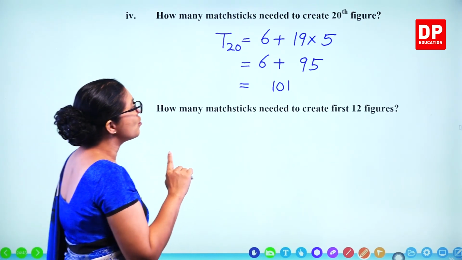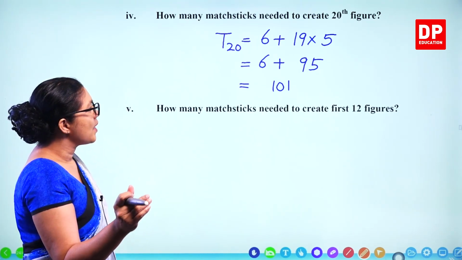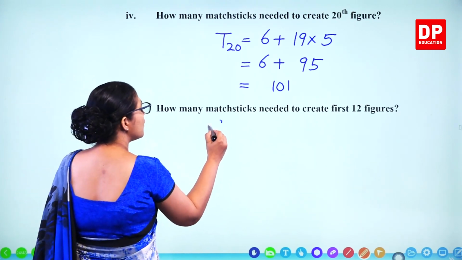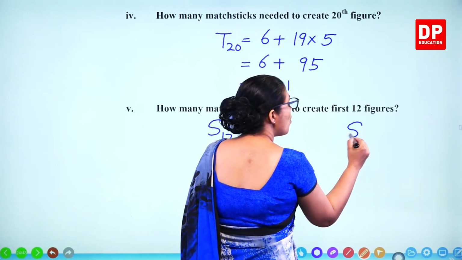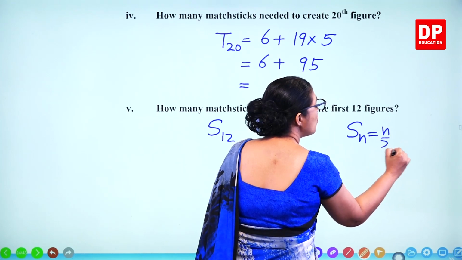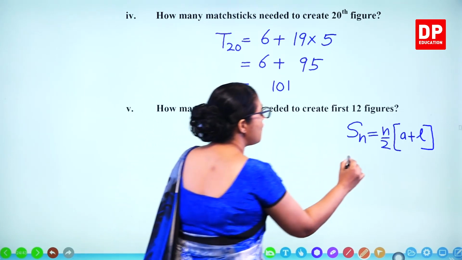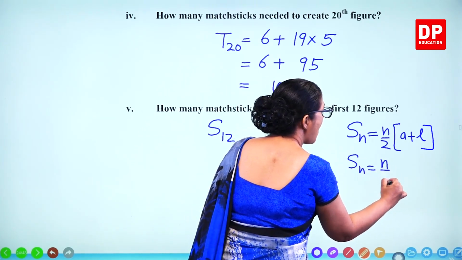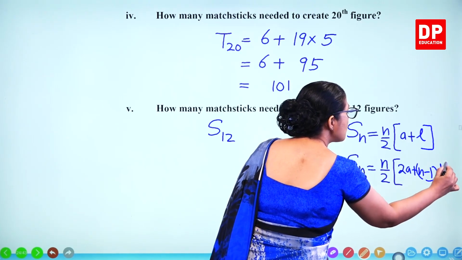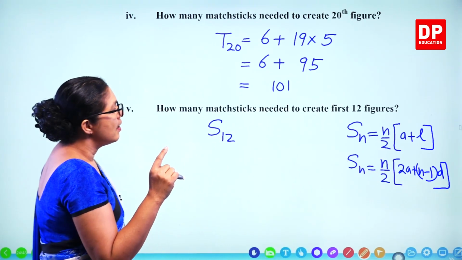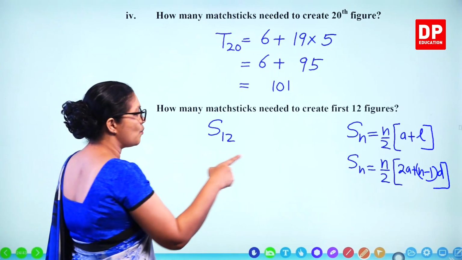How many matchsticks needed to create the first 12 figures? So that means the sum of all matchsticks up to 12. So S12 you need. How can we find out? If it's a sum, you can use 2 formulas. N over 2 times A plus L, if you know the first term and the last term. If you know the first term and the common difference, you can use this. So which one can we use now? For this question, you don't know the last term. So we can use the second one.